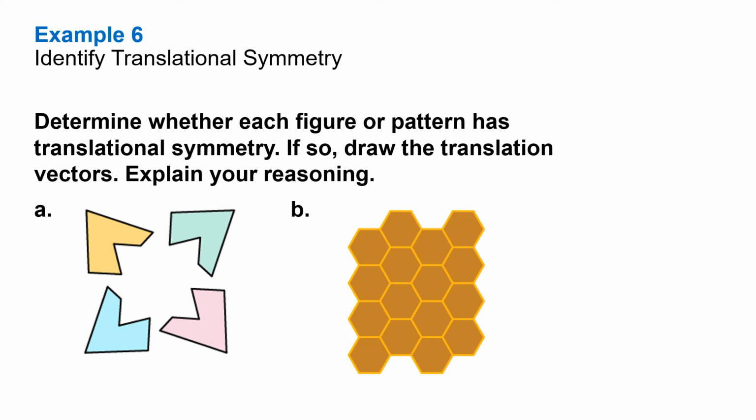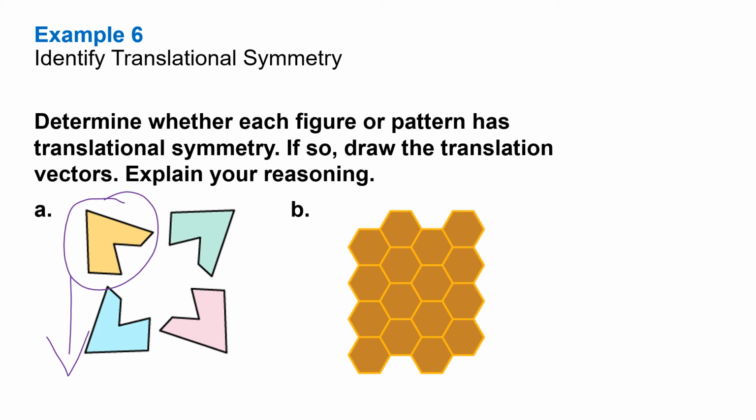Determine whether each figure or pattern has translational symmetry. If so, draw the translation vectors. Explain your reasoning. So if we look at this first picture and we look at this yellow figure here, if I translate it down, do I get this blue figure? No, it looks like the orientation of this yellow shape has changed. So I'm going to make a conjecture and say that figure A does not have translational symmetry.